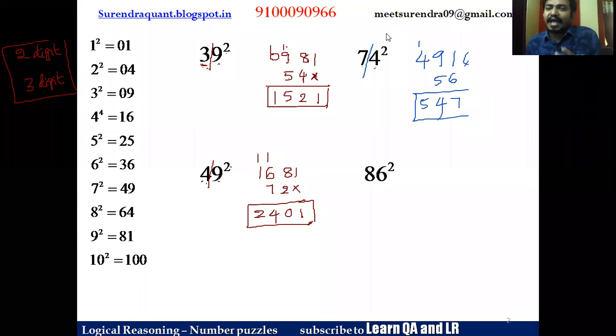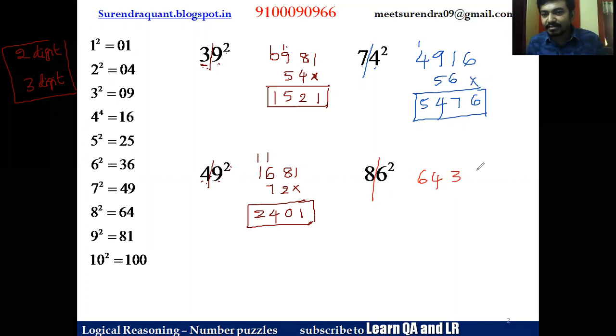Next example. We'll try to give as many examples as possible so that more clarity will come. So 8 square is 64. 6 square is 36. By leaving the first space, 8 sixes are 48. 48 twos are 96. So this is 6. 3 plus 6, 9. 4 plus 9, 13. So 1 carry, 3. 6 plus 1, 7. So 7,396 is 86 square.